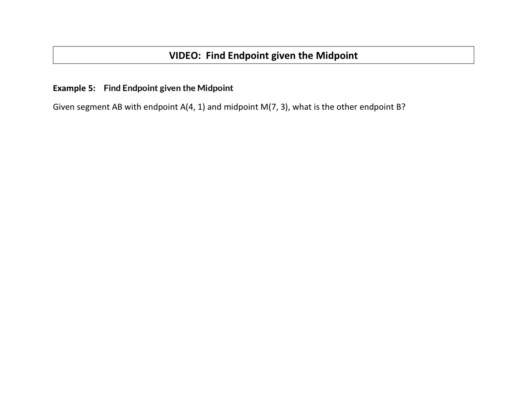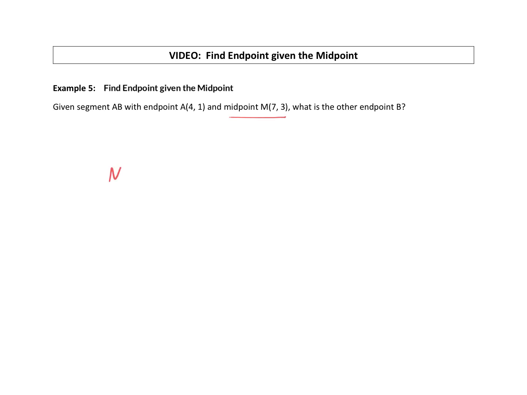All right, so our lesson is going to end with using our midpoint formula to help us find one of the endpoints if you know the midpoint and an endpoint. So our example: given segment AB with endpoint A and midpoint M, what is the other endpoint B? Because we're given a midpoint in this example, let's see how we can use our midpoint formula.